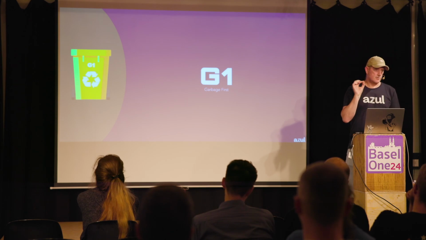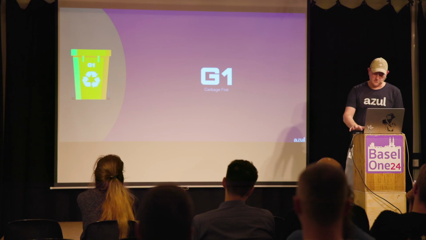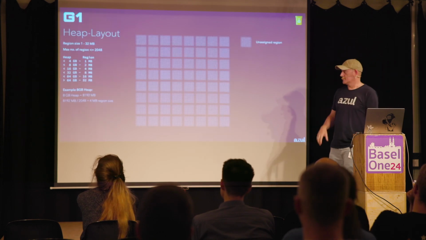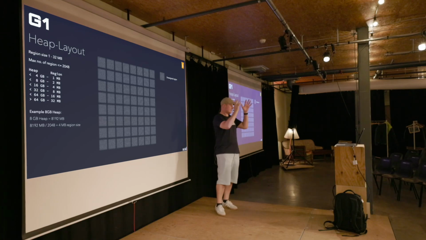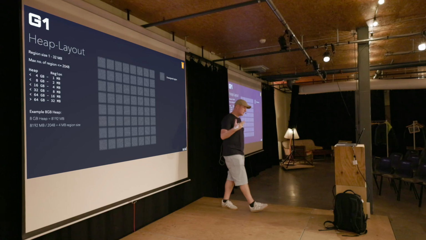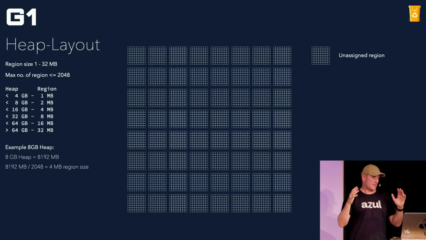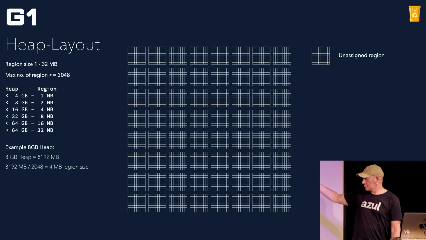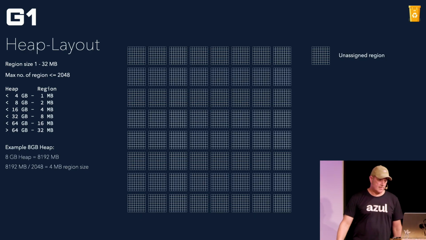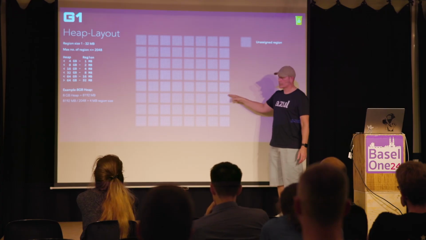Everyone that is on JDK 9 and upwards, you use this one if you don't specify the default. And this is different. This is a so-called region-based collector. So we don't have these big chunks of memory anymore. Now we have so-called regions. And you see it on the left side, the region size depends on the max heap size that you define. So if you specify a heap size that is smaller than 32 gigabytes, you get 8 megabytes of region size. This is one region, one of these squares.